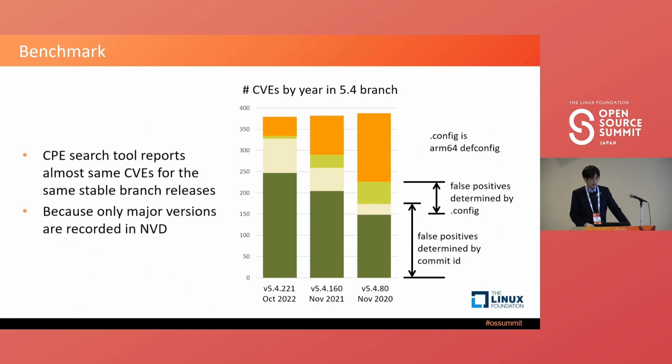I did the same research with the latest version and older versions of the 5.4 branch. I chose the versions so that release dates are about a year apart: 5.4.221 October 2022, 5.4.160 November 2021, and 5.4.80 November 2020. The dark green and light yellow area from here to here were identified as false positives by using the Ubuntu CVE Tracker data.